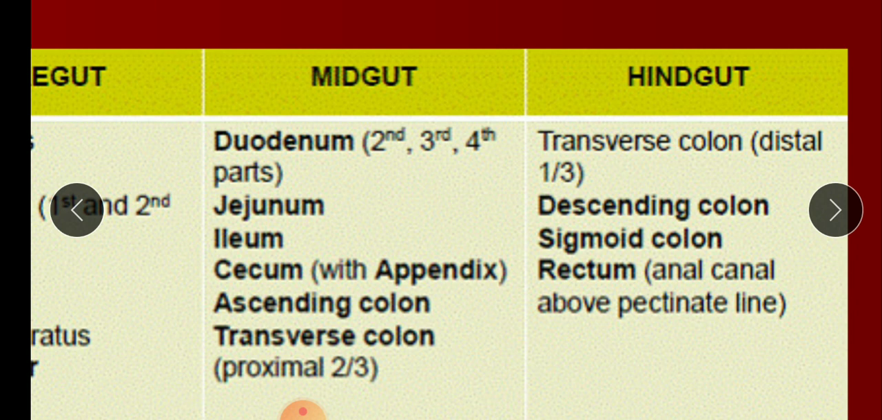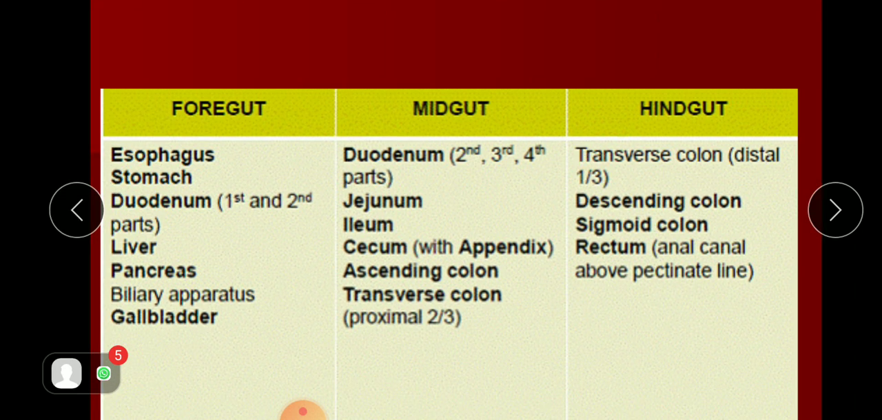Do remember in the initial slides I mentioned that the terminal part on the surface is actually a projection or invagination of ectoderm. Do you remember that? So that is why I am mentioning it is till the pectinate line. So these are the derivatives you get from foregut, midgut and hindgut.